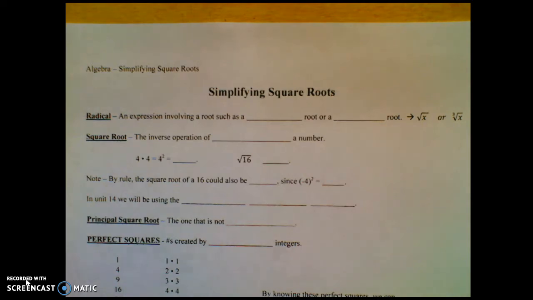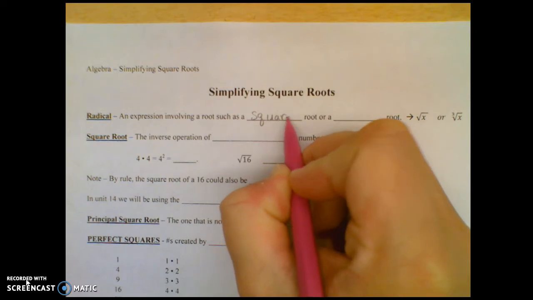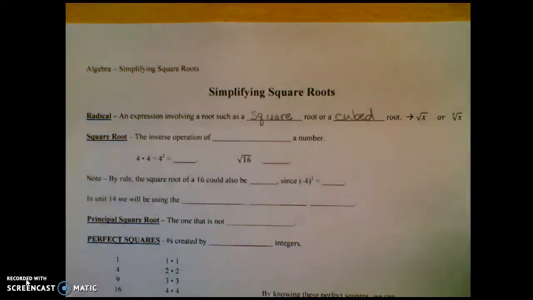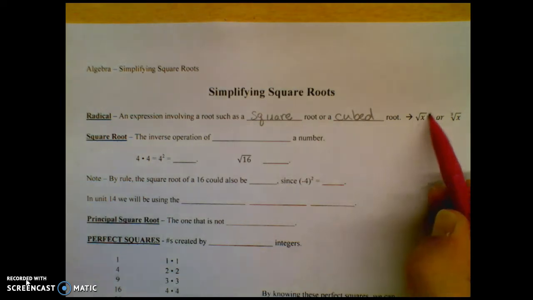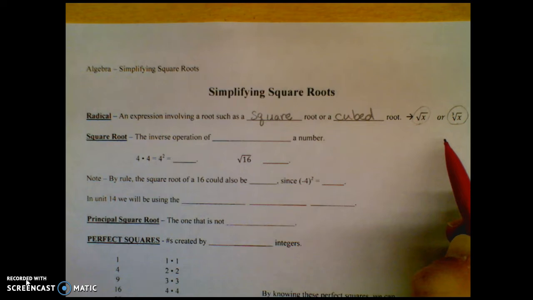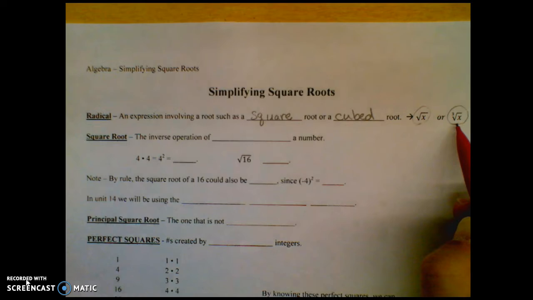So let's start off with a little bit of vocabulary. A radical is an expression that involves a root, such as a square root or a cube root. And you can see these here. This is the square root of x, and then we have a cube root of x. There are many other roots, 4th, 5th, 6th, but mainly we're going to deal with square roots and then a little bit of cube roots.